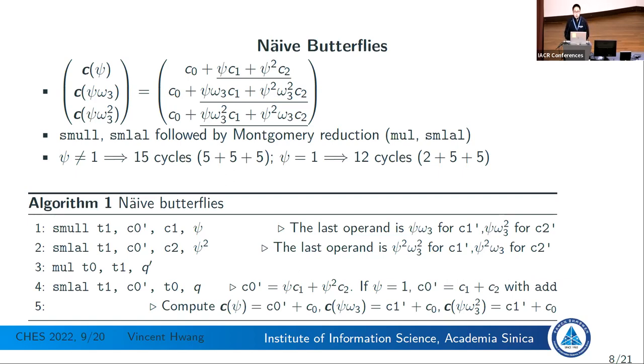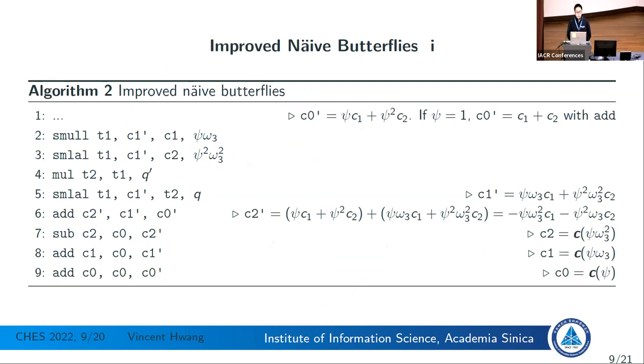The question here is that in the radix 2 case, there is a subtraction there, but somehow the subtraction disappears in radix 3. And in fact, this leads to our optimization. So if we look at the third partial result, it is actually the negative of the sum of the first two partial results. So instead of computing with long multiplications and Montgomery reduction, we simply add the first two partial results. So here's the resulting improved naive computation. In line 6, after computing the first two partial results, we perform an addition for computing the negative of the third partial result. This is how we save 3 cycles for each of the radix 3 butterflies.